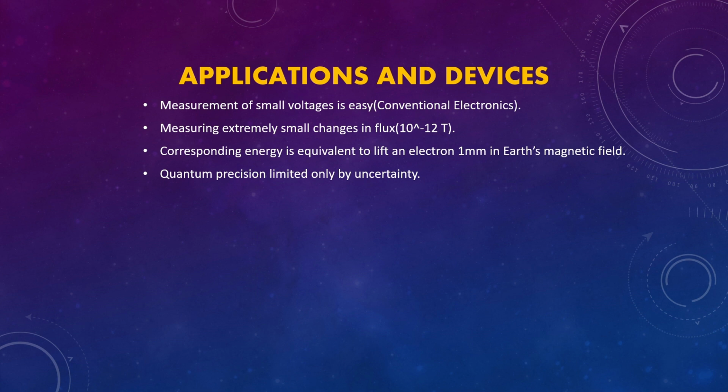SQUID is the most sensitive kind of detector that can detect magnetic fields of the order of 10 to the power minus 12 Tesla. This is the energy equivalent of moving an electron by 1 millimeter in Earth's magnetic field. Being a quantum device, SQUID is only limited by the quantum uncertainty principle.